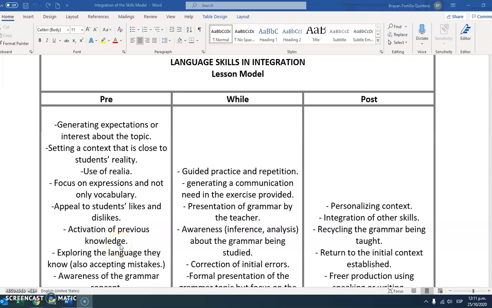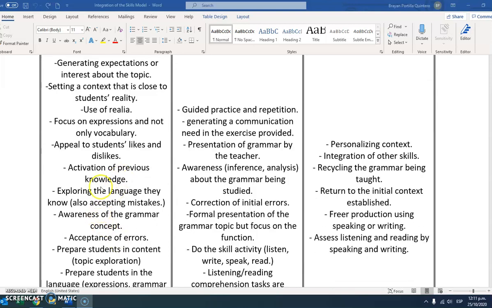Previous knowledge in terms of the content, which is the topic, and previous knowledge in terms of the language, which is the form that the students will be exploring during the session. Of course, you explore the language that the students already know, and then you let them make mistakes. This is not the moment to make corrections. Through the setting of a real context, students are exposed to the necessity of using grammar that they usually don't know about or that they need to clarify. So basically, this stage in the pre-stage allows the students to have awareness of the grammar concept.